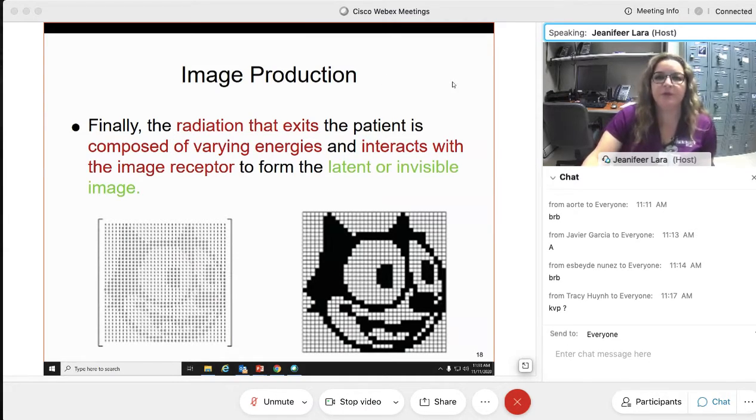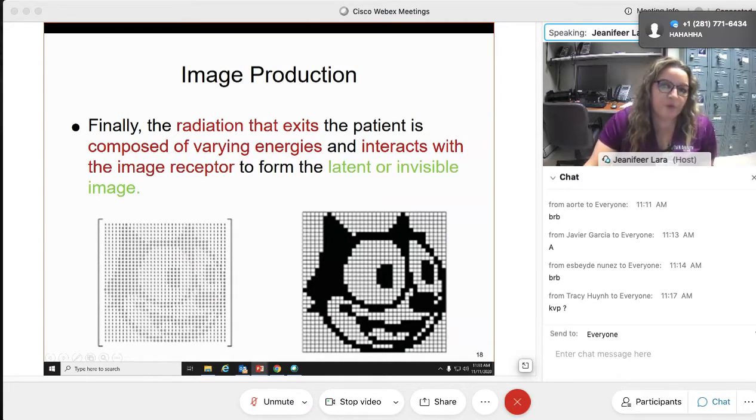So, image production, because this is our chapter. The radiation that exits the patient is composed of varying energies. So, the radiation that exits the patient, I'm going to go back to John N. What do we call this? The radiation that exits the patient. Exit radiation or remnant radiation. The remnant beam. Remnant or exit. So we know in the remnant or exit beam, we have varying energies.